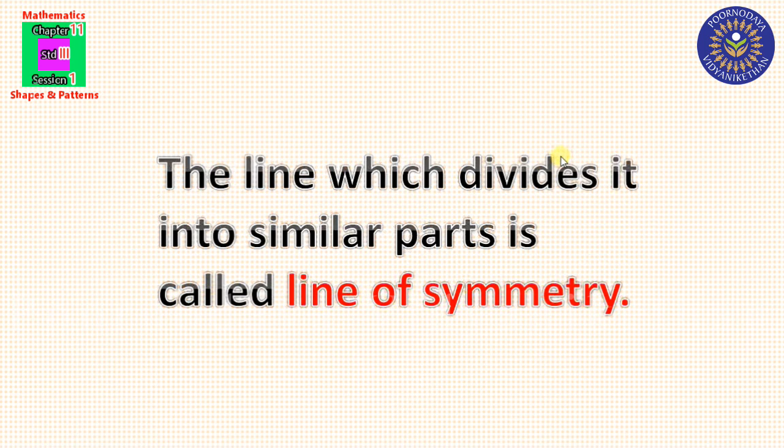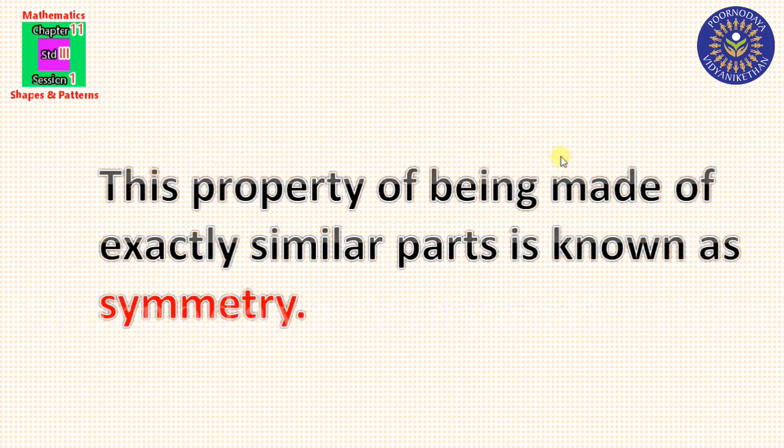The line which divides it into similar parts is called line of symmetry. Clear? So, this property of being made of exactly similar parts is known as symmetry.